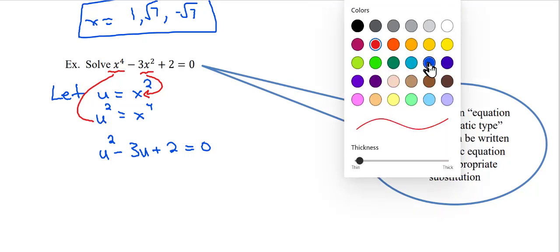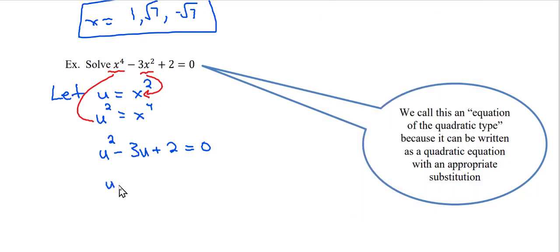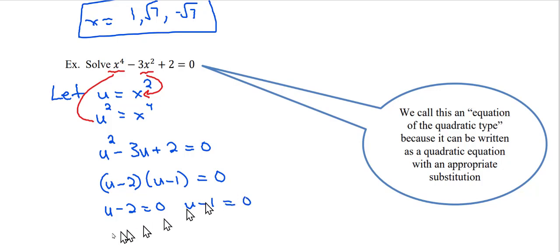Now we have an equation of the quadratic type. This factors: u minus 2 times u minus 1 will equal 0. That means u minus 2 is 0 or u minus 1 is 0. U equals 2 or u equals 1.